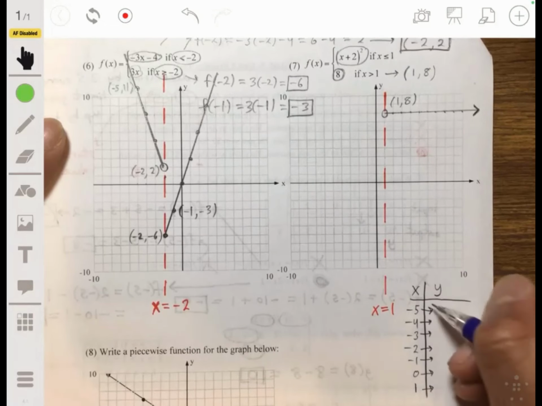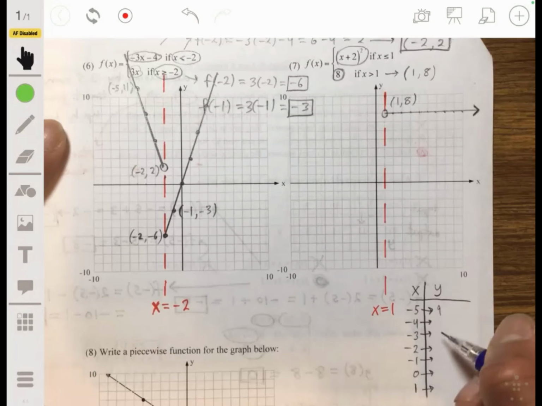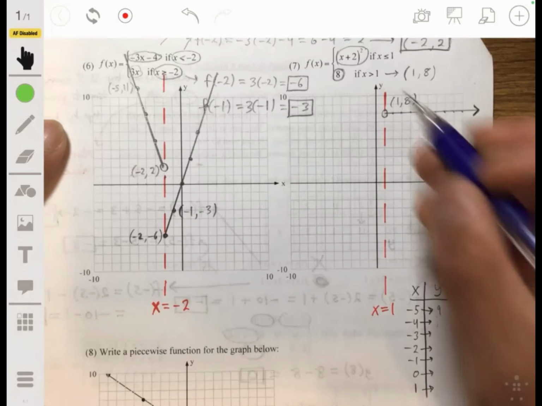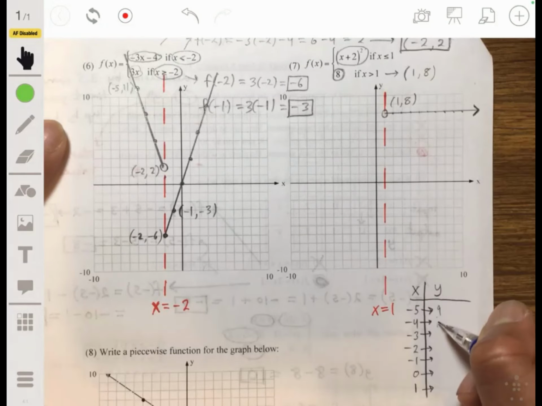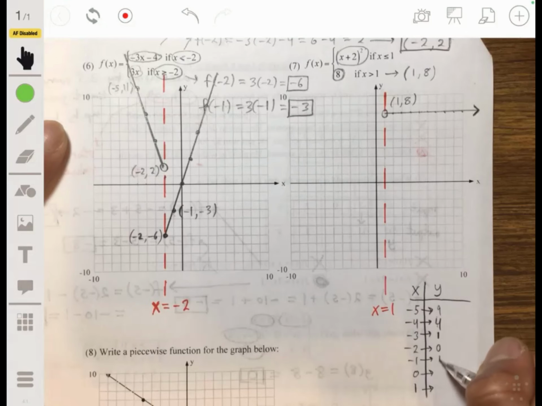But plug in a -5, -5 plus 2, -3, -3 squared will be 9. Plug in a -4. We're going to get then 4, because we're going to have -4 plus 2, 2 squared, 4. -3 will give us 1. -2 will give us 0. -1 will give us 1 again. 0 will give us 4, and 1 will give us 9.